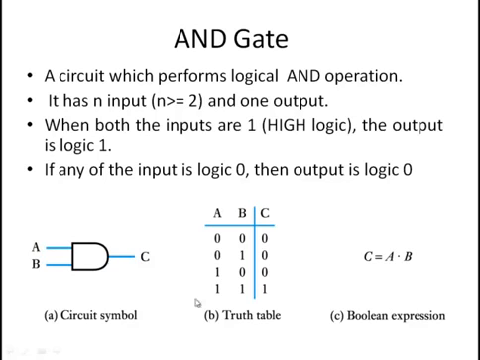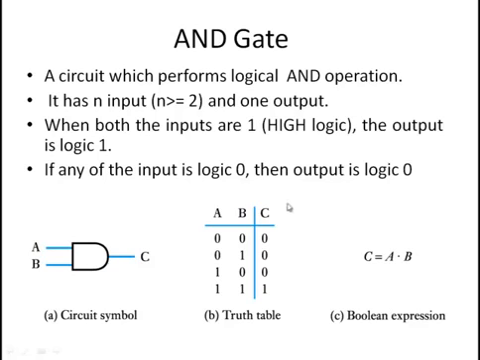Further, this is the truth table of the AND gate, which has been formed by considering different combinations of input. Here we have two inputs, then 2 raised to the power 2 is 4, so we will have 4 combinations, that is 0 0, 0 1, 1 0, 1 1. After that, the output is calculated from this expression. It is 0.0 is 0, 0.1 is 0, 1.0 is 0, and 1.1 is 1.